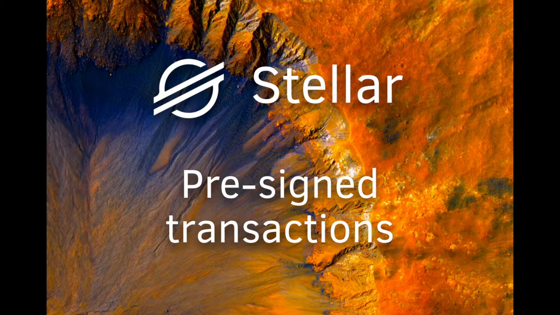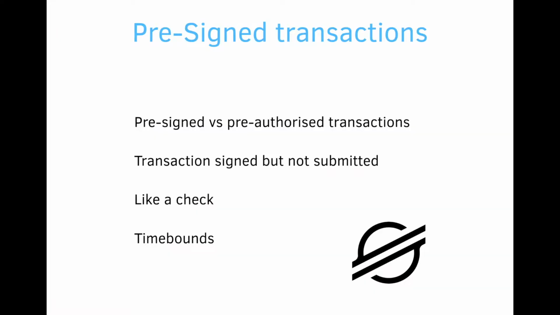Today we're going to talk about pre-signed transactions. First of all, I want to address the fact that in the Stellar world there might be a bit of confusion between what are pre-signed transactions and what are pre-authorized transactions. Pre-signed transactions are transactions that are signed but not submitted to the network. Pre-authorized transactions are a different matter. They are related to a compliance server, and this is probably for another video.